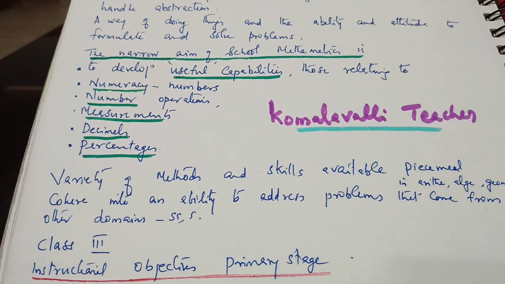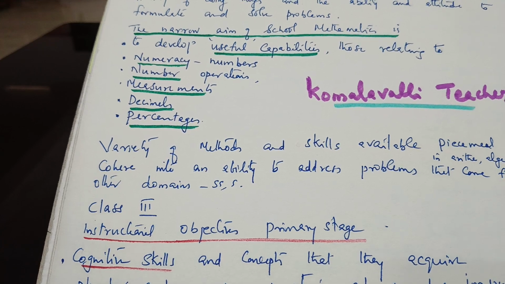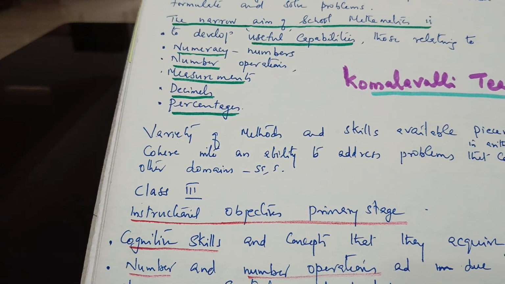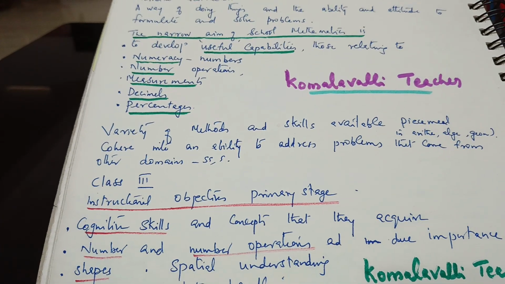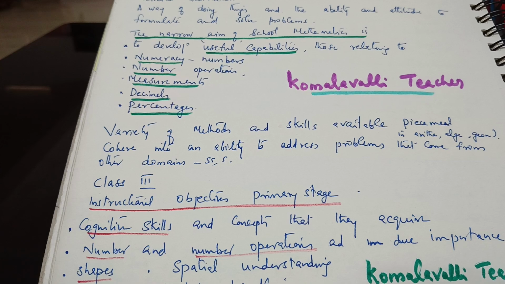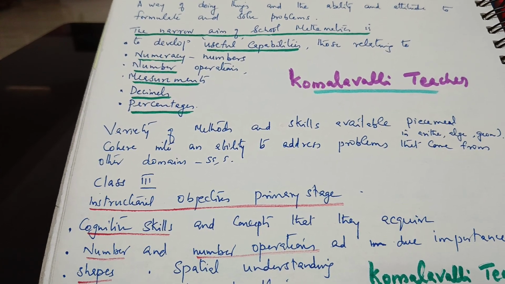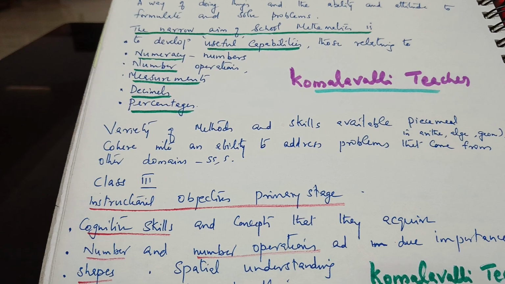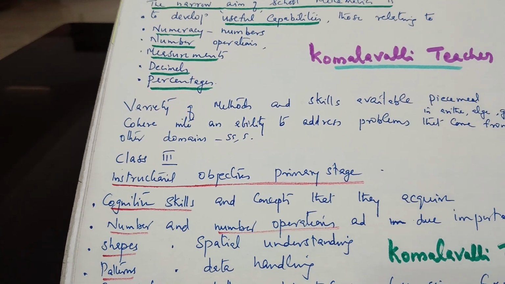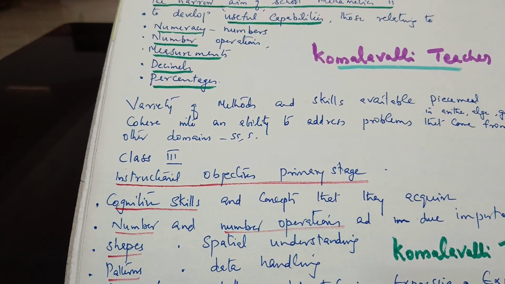A variety of methods and skills available in arithmetic, algebra, and geometry cohere into an ability to address problems that come from other domains, yes, from social science, science, languages, etc. So class 3, this topic has been taken to class 3.